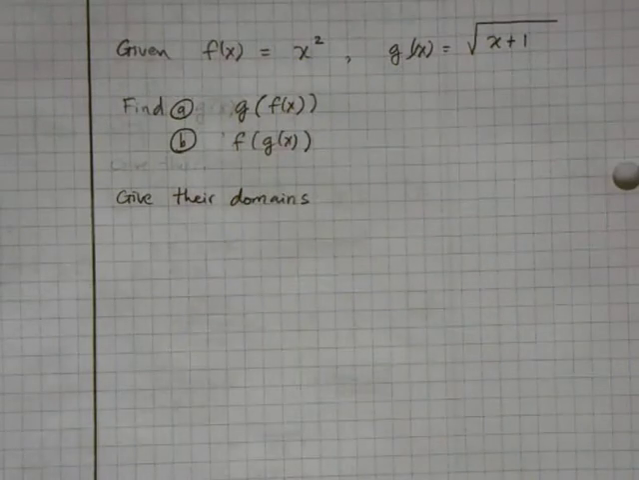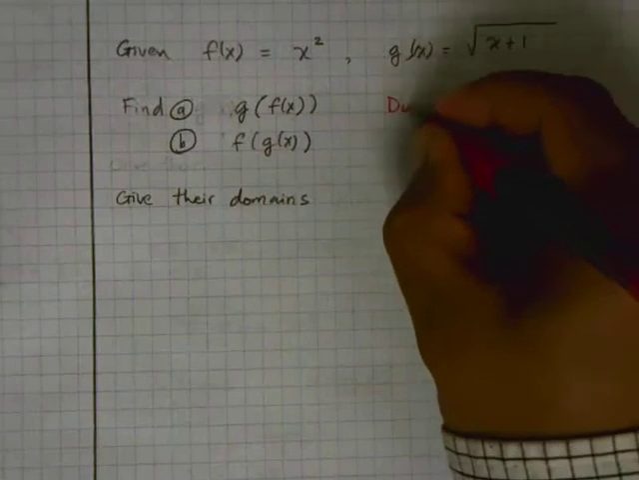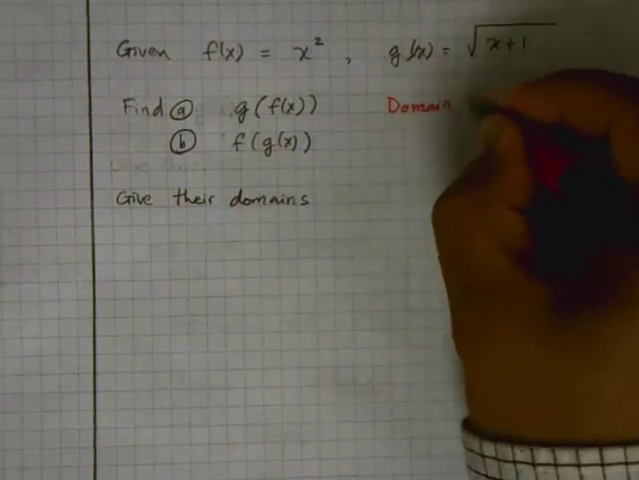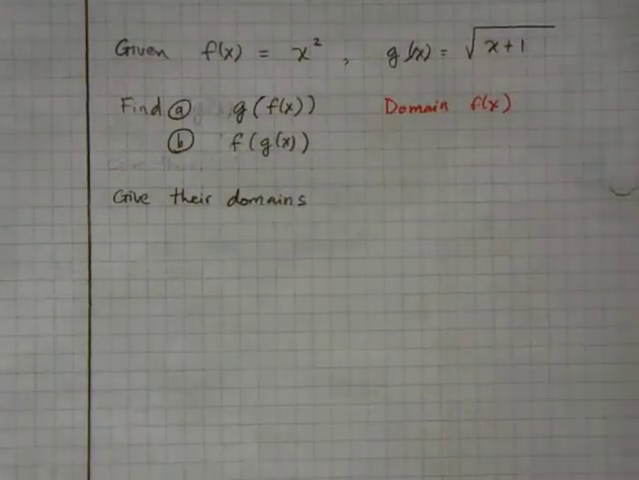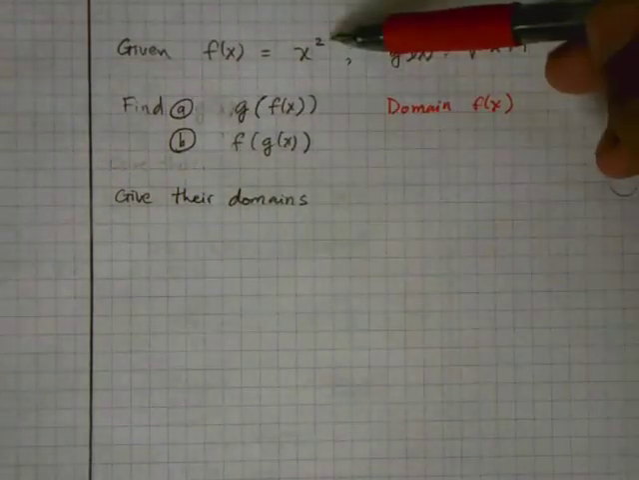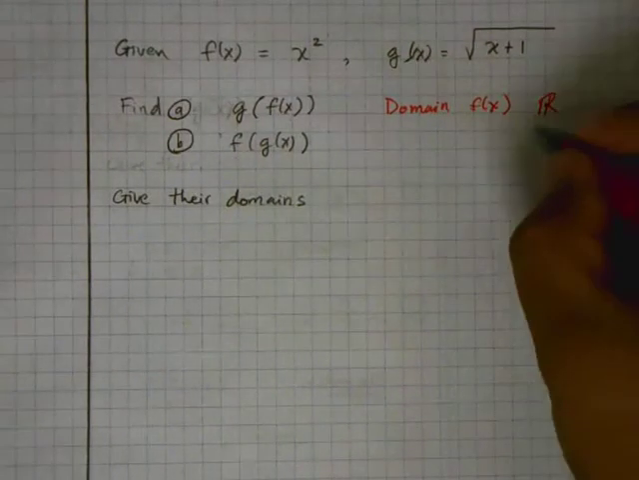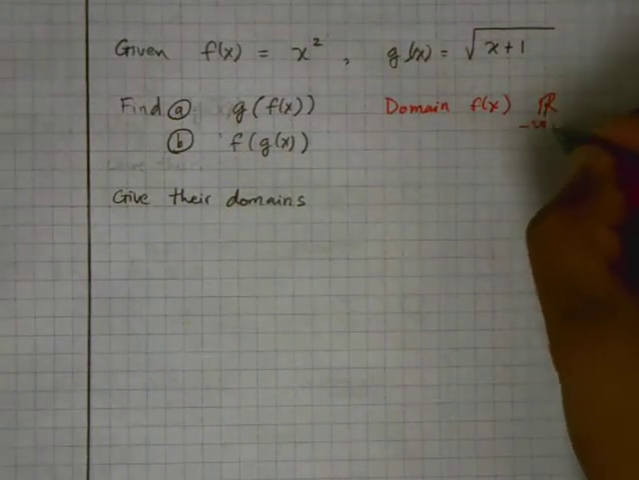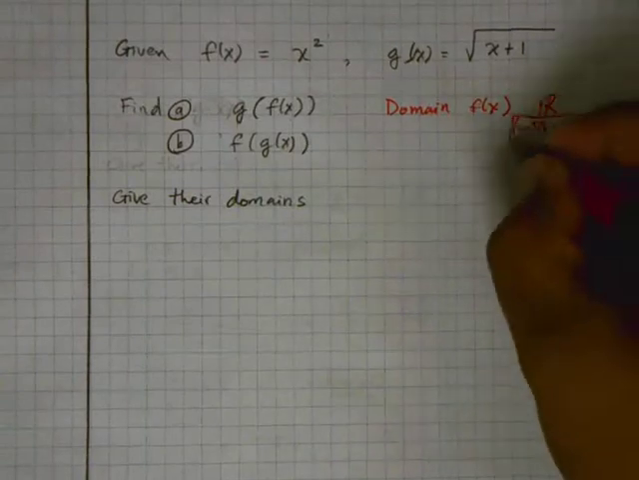So for a problem like this, it's helpful again just to find the domains of f and g. Okay? So let's see, what's the domain for f of x? Well, let's see here. We don't have any division. We don't have any square roots, so we can say that it is all real numbers, or negative infinity to positive infinity in interval notation.